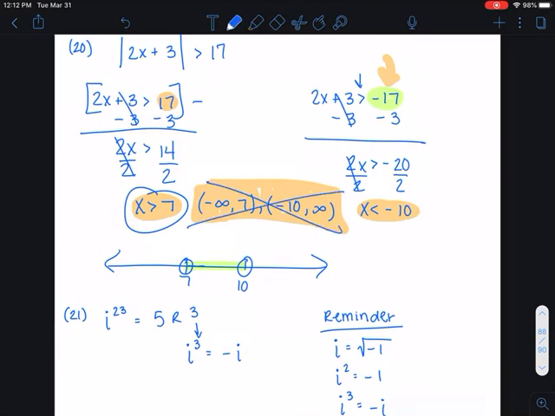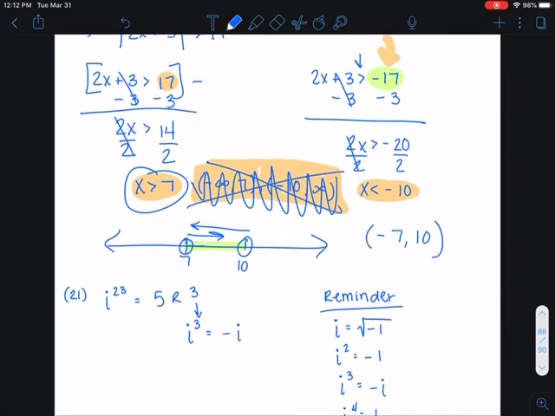I'm sorry, I don't know what we did here, but this is actually not right. If x is greater than 7, but less than negative 10, it would just be negative 7, 10. Scratch this part, forget this part existed. I don't know where that came from, I'm sorry.